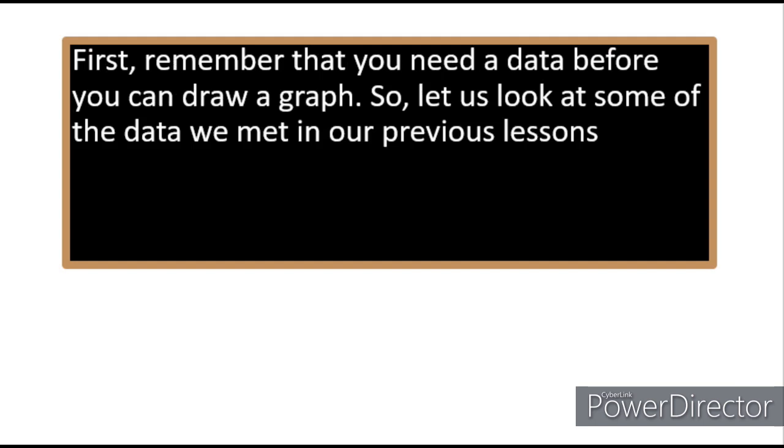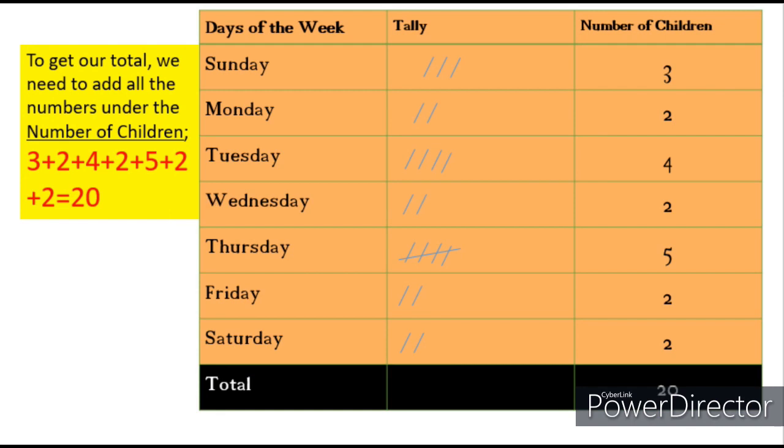Okay, so if you want to draw a block graph, what do we need to know? First, we need to remember that you need data before you can draw a graph. It means you need something that you are going to input in whatever you are going to draw. In other words, you cannot draw a graph without any information. So let us look at some of the data we met in our previous lesson. I believe you remember this. This is from our very first lesson, and it had to do with the age of pupils in class.